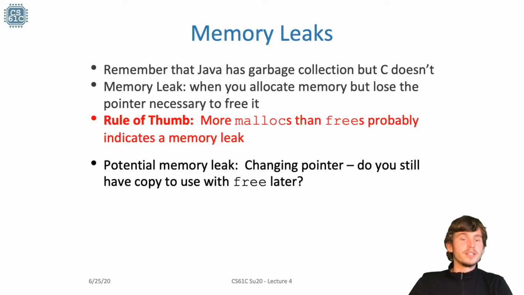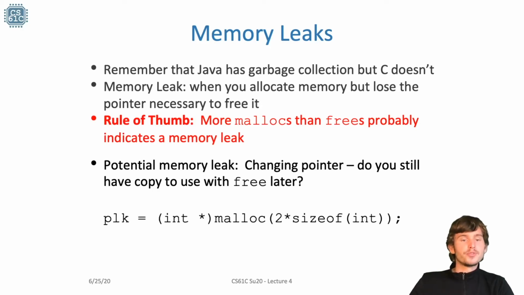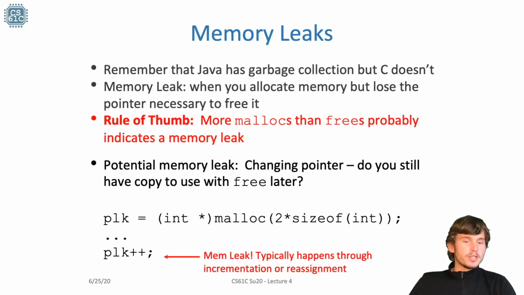Some other potential memory leaks that I was just alluding to earlier is changing pointers. Do you still have a copy to free later on? For example, if I allocated some data to plk with malloc, and then I did some code, then I incremented plk, this is a memory leak because I no longer have access to plk. So you should typically make a copy of whatever that variable is, so then you can make sure you can free it later on.